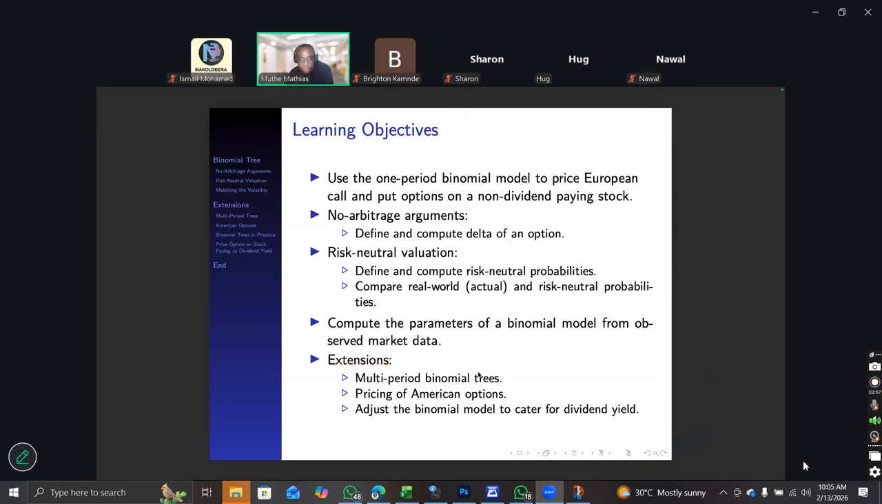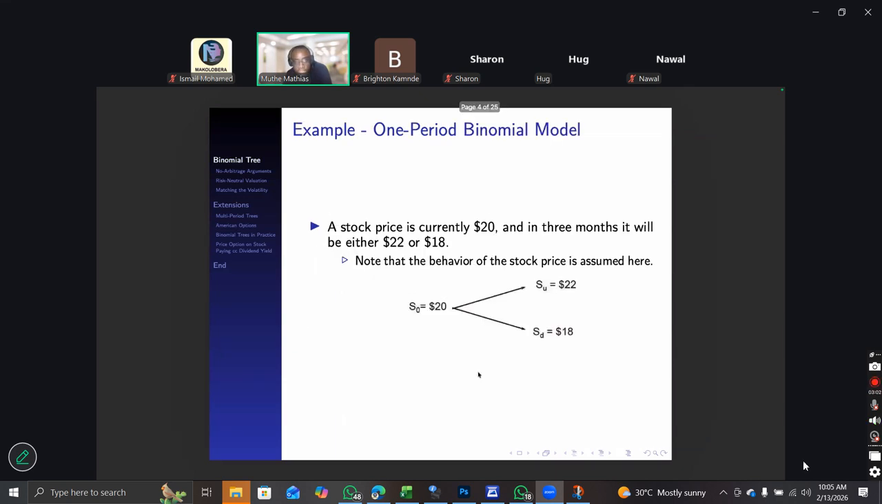These are the learning objectives. I don't want to spend a lot of time here because this is what we are going to cover. First of all, we are going to assume a one-period binomial tree, right? I hope you remember the binomial distribution, because the idea comes from there. Of course we expect to have two outcomes here: either something goes up or something goes down, right? So that is what we have here.